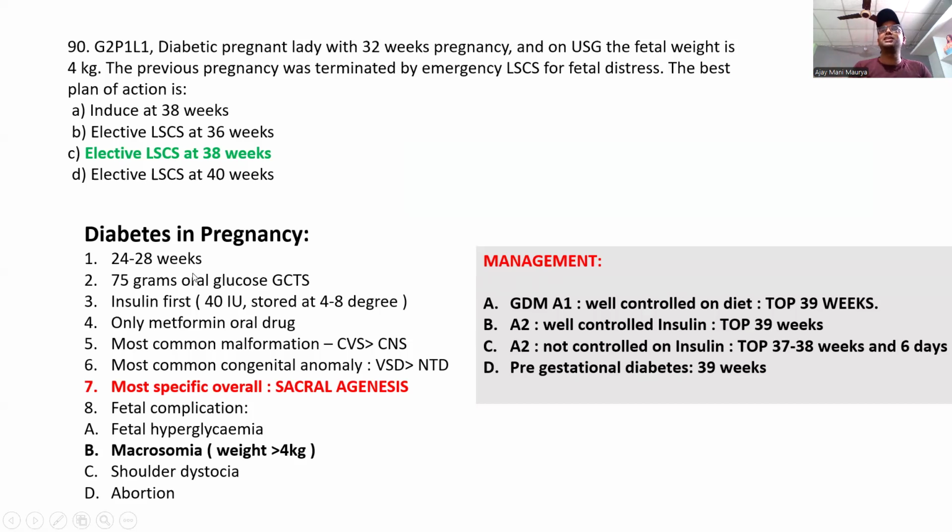Diabetes in pregnancy, you have to master this one. At 24 to 28 weeks, you have to give 75 grams of oral glucose, the oral glucose tolerance test. Okay? 75 grams oral glucose tolerance test. Always give insulin as the first choice. If insulin is not responding, then only give oral metformin. The most common malformation is in the CVS, and the most common congenital anomaly is VHD. Please remember this one, guys.